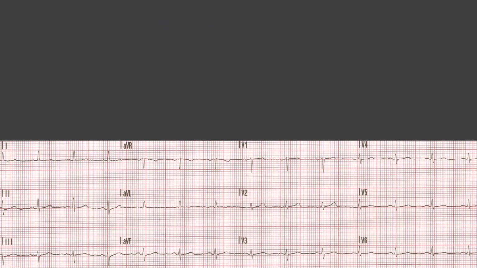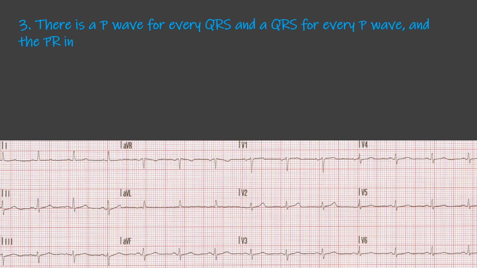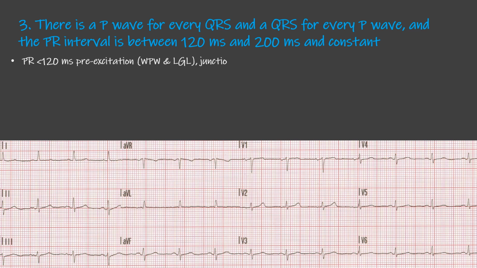So point number 3, we're going to look to make sure that there is a P wave for every QRS complex and a QRS complex for every P wave, that the PR interval is between 120 and 200 milliseconds, and that the PR interval is constant. So if the PR interval is short to begin with, which is less than 120 milliseconds, we'd be thinking about pre-excitation syndromes such as WPW or LGL, or maybe a junctional rhythm, so that's a rhythm that's originating from within the AV node. You'll also see short PR intervals in pediatric patients, so especially with a patient that's under 2 or 3 years of age, but that is normal for this age group.